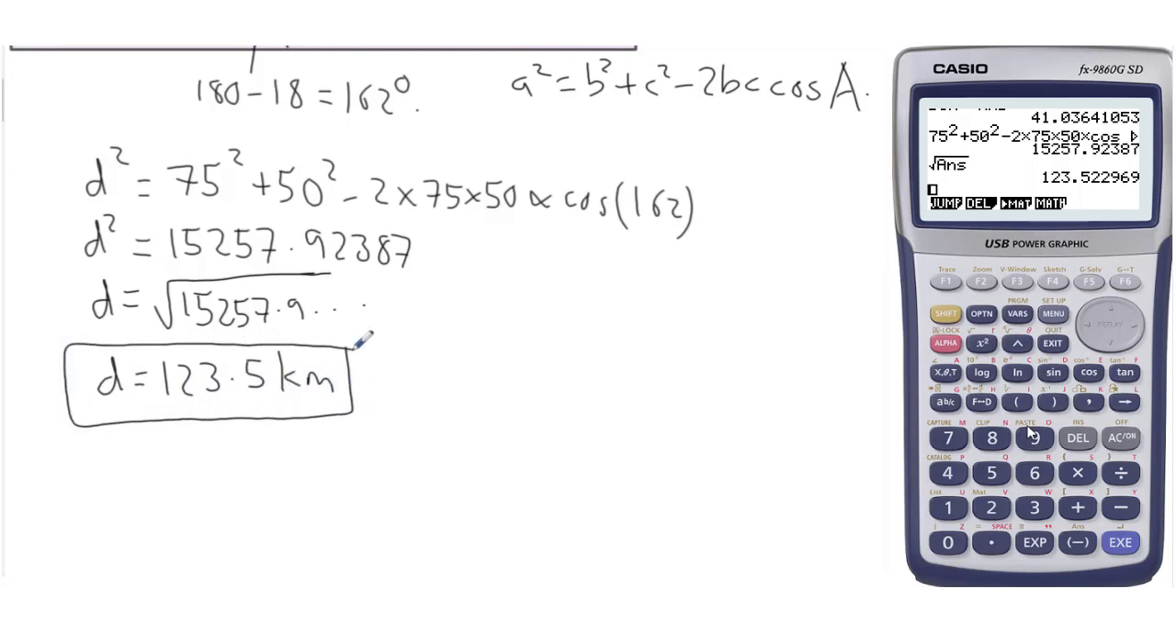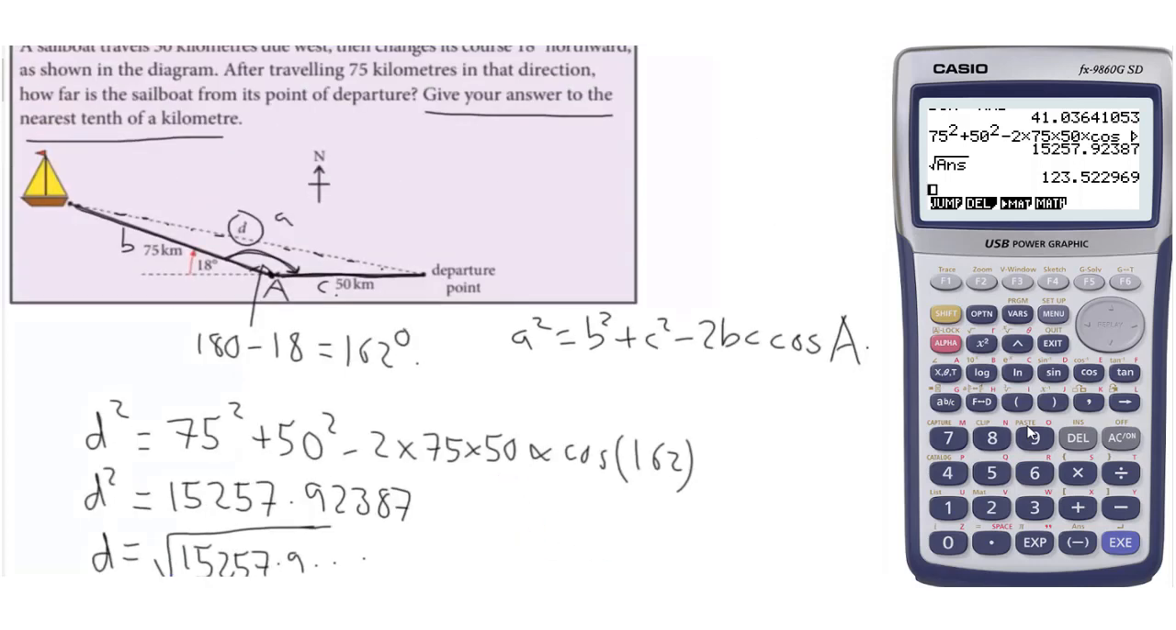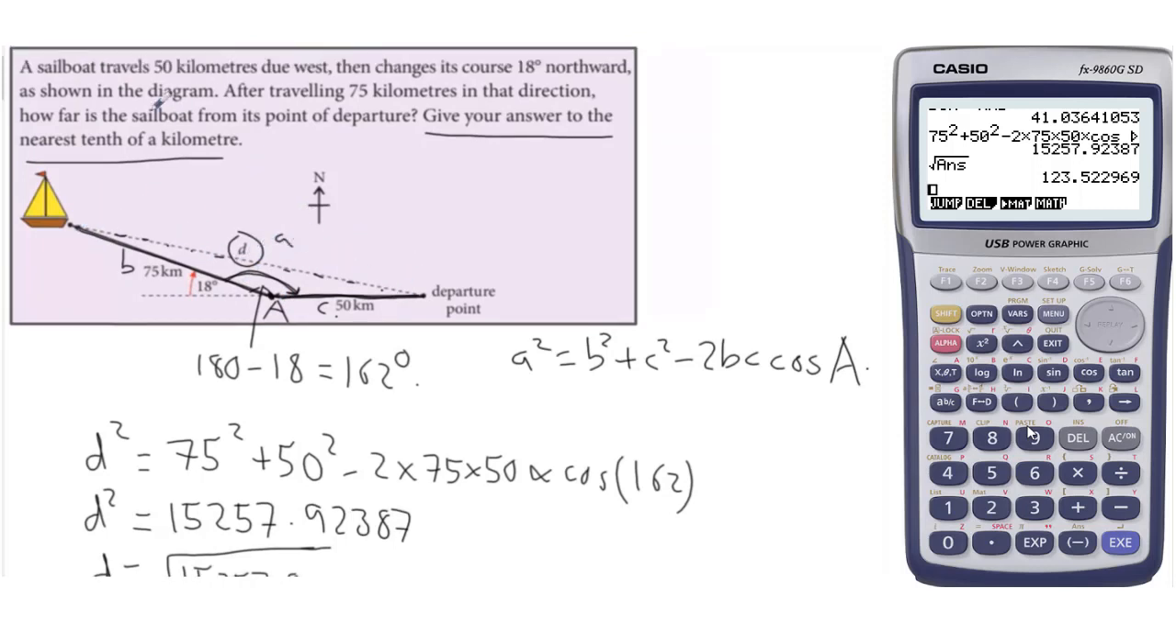Remember, you should always, for something like this, just have a little glance at the diagram. Does it look sensible? Well, if that's 50 and that's 75, the way it's drawn, this is clearly going to be longer than both of those. So I think it looks like a reasonable answer.